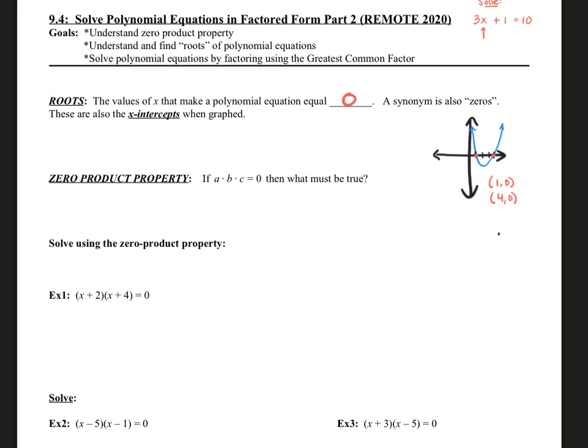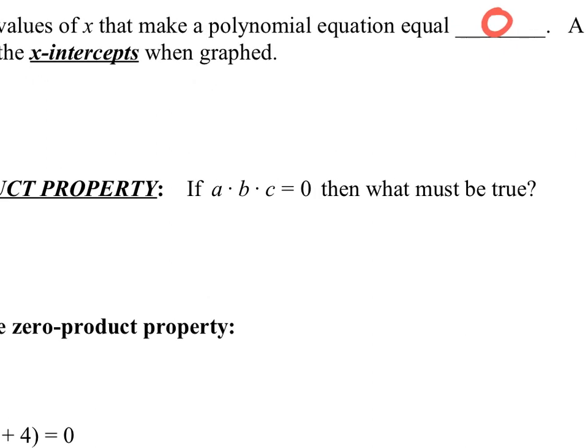Now we're going to talk about the zero product property. Let's think about this little scenario first. Let's say I had A times B times C and it equaled 0. Then what must be true? I want you to think about that for a second.